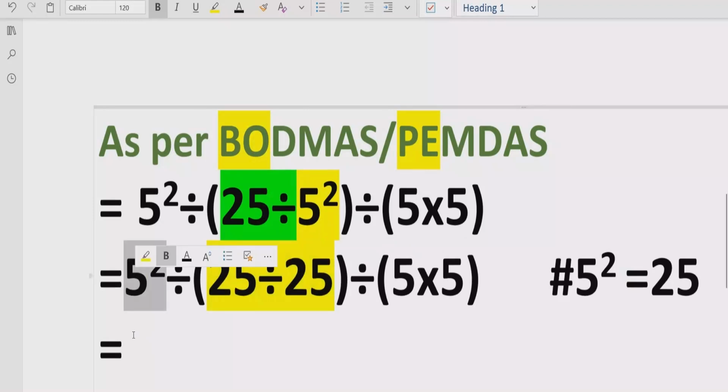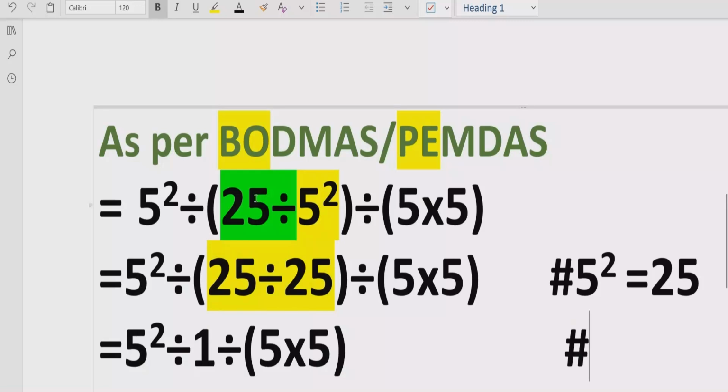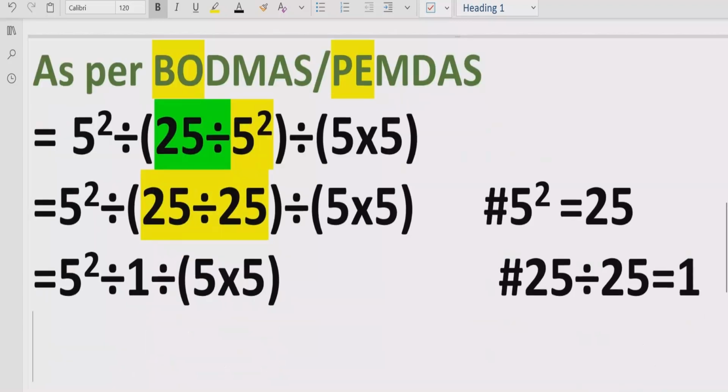So now we have to write 25 divided by 25, which is equals to 1, and divided by again 5 multiplied by 5, we will write here as it is. And here we have to give the reference. Now 25 divided by 25 equals to 1. Now move forward.